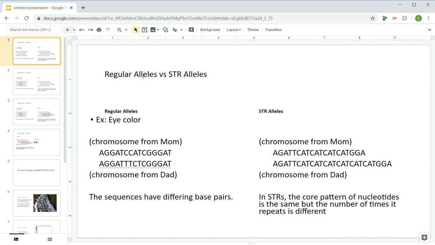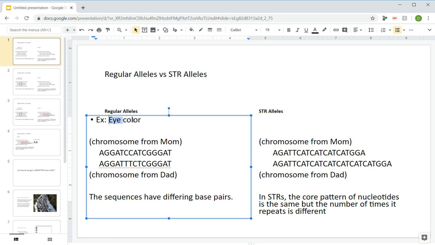Okay, so the first thing to remember is that regular alleles are fundamentally different than STR alleles. So regular alleles, like if we were doing eye color, for example, you would have one allele for eye color from your mom, and you would have another allele for your eye color from dad.